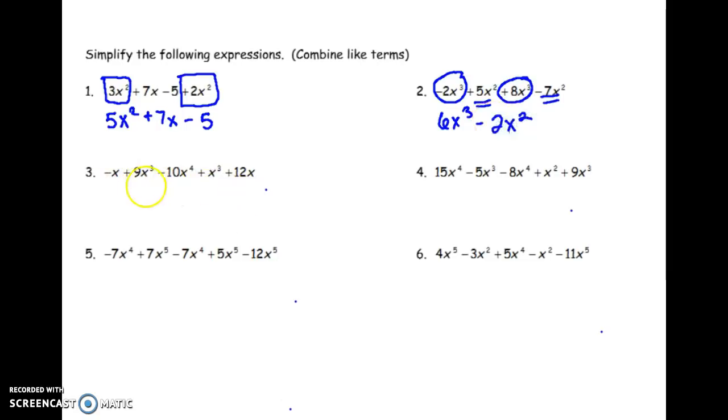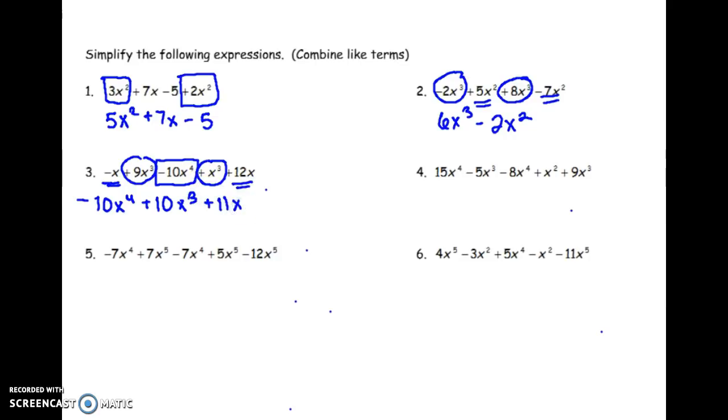Okay, so I'm going to start with my highest exponent here. Let's see, I've got x to the fourth. And there's nothing to combine it with, so I'm just going to list it as negative 10x to the fourth. Okay, my 9x to the third, I'm going to combine it with the 1x to the third, and so I get plus 10x to the third. And then I've got a negative x and a positive 12x. That's going to give me plus 11x.